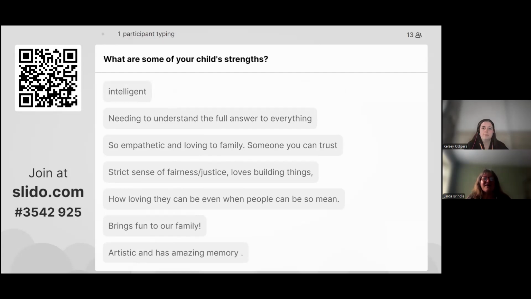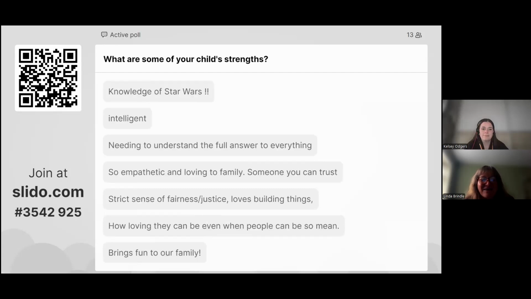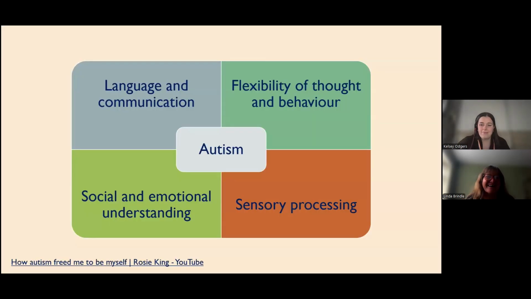We'll be holding on to some of those things, and we'll be bringing those out, I think, during the workshop today, and the different things that we're talking about. And knowledge of Star Wars. Wow. Yes. That special knowledge that some young people who are neurodivergent have can be an amazing thing to hear and experience. Now we're going to pass over to Kelsey to think a little bit more about specific diagnoses in more detail.